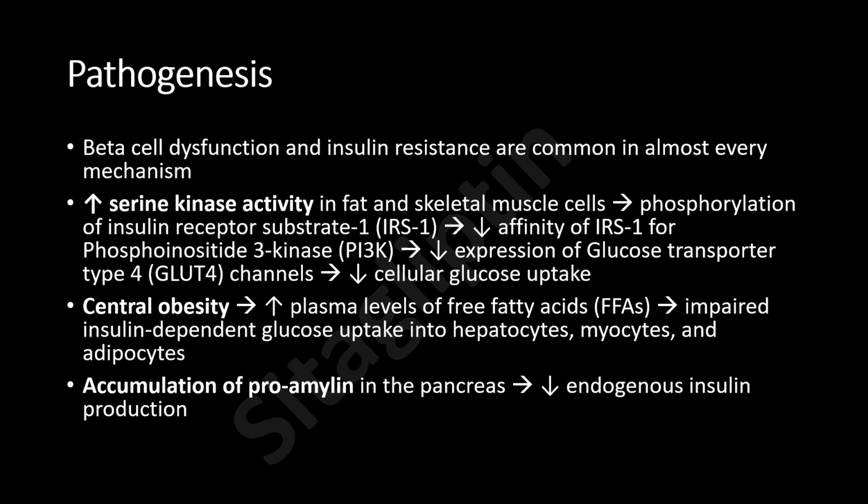Amylin and its precursor are secreted alongside insulin, and accumulation of amylin or proamylin in the pancreas is responsible for decreased endogenous insulin production by some kind of feedback mechanism. We're not going into details, but these are the main models of pathogenesis, which ultimately lead to beta cell dysfunction or insulin resistance.